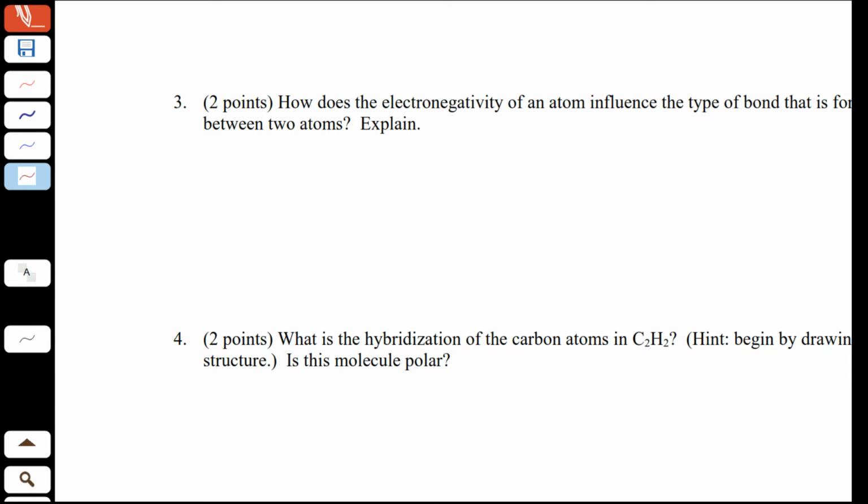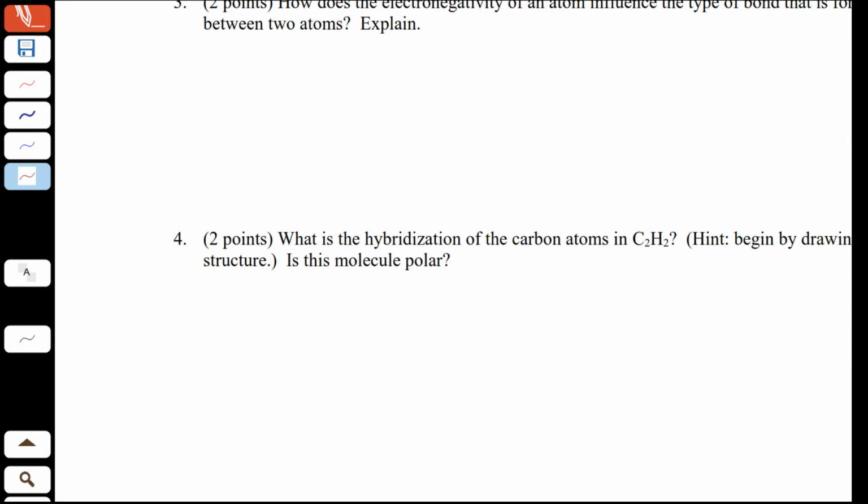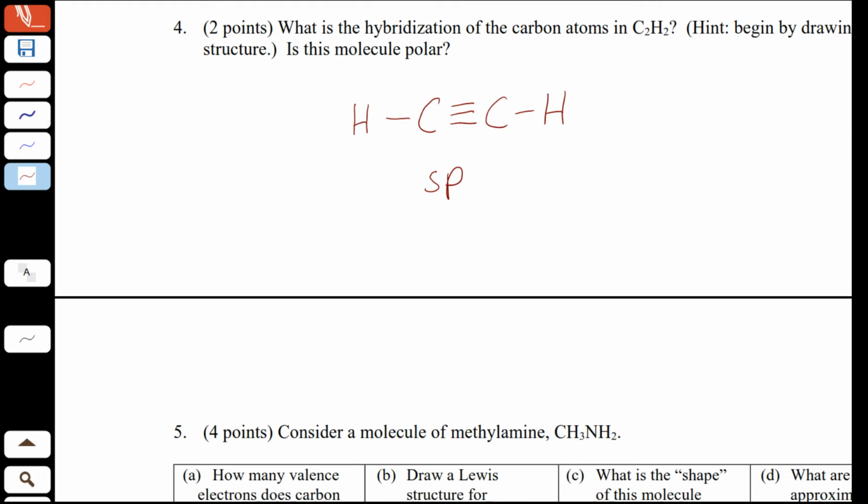And then C2H2 looks like this. Okay. And the hybridization of both atoms is sp. They are sp hybridized. And it is not polar.